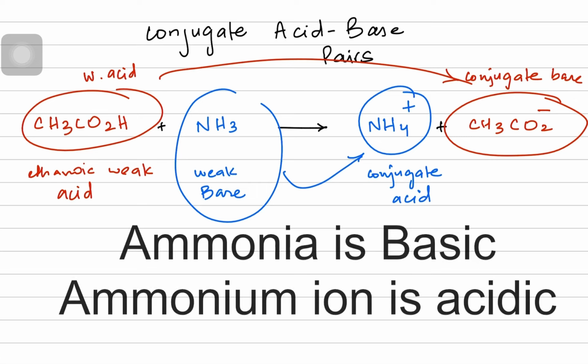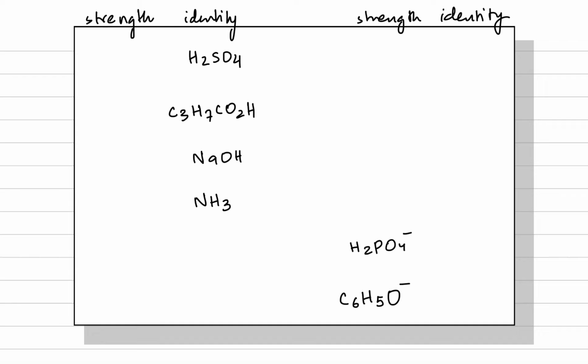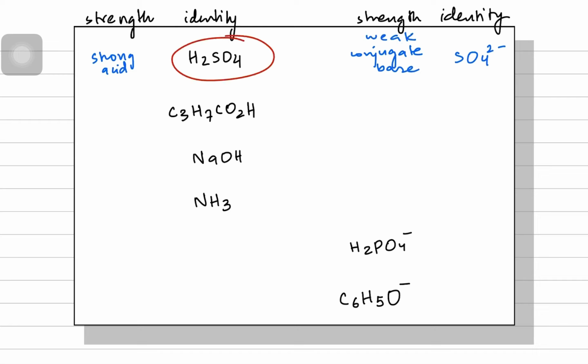Moving on, let's do a practice where we have various chemicals, whether they're strong or weak, and we will identify their conjugate pair. Like sulfuric acid, which is H2SO4. We know that it is a strong diprotic acid. When it goes in water and donates the protons, we are left with the sulfate SO4 2 minus ion. Sulfate should be a conjugate base. So sulfuric acid was a strong acid, but sulfate is a weak conjugate base.